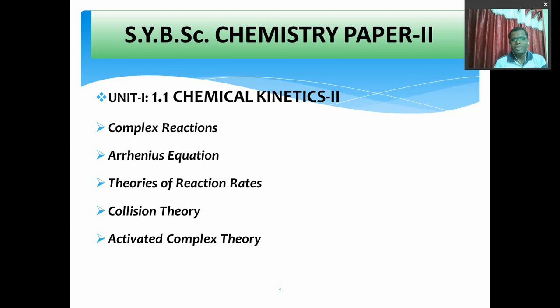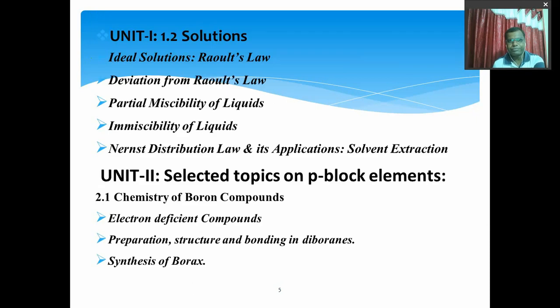It will be more interesting to you all, because the recapitulation part of this topic is already included in the first year BSc. And if you have an idea of the basics of chemical kinetics from the first year, then it will be easier and more interesting to study chemical kinetics in SYBSc, in chemistry paper 2, as chemical kinetics 2. So this is the first topic that I am going to teach you in chemistry paper 2, in unit number 1, chemical kinetics 2.